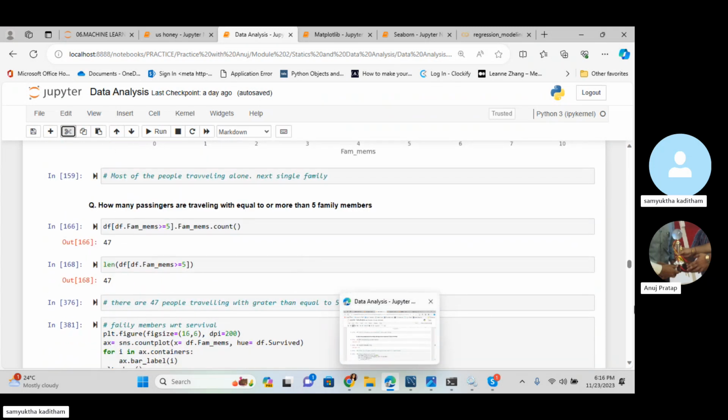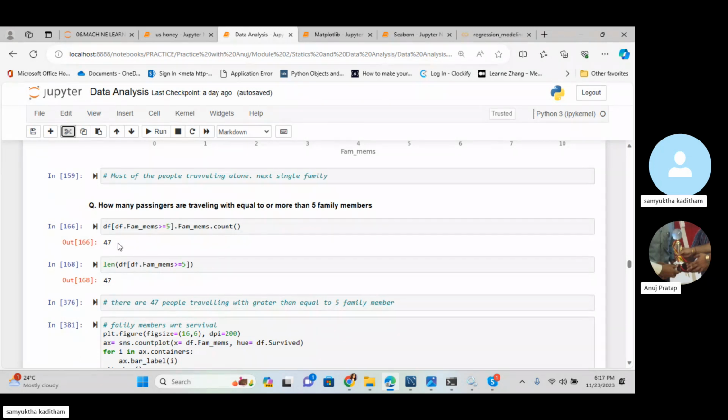Then the question: how many passengers are traveling with equal to or more than five family members? This is the question, and we have to solve it with code. In family members we have to use a condition: family members greater than or equal to five.